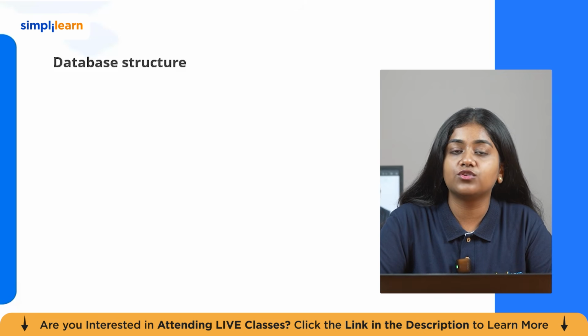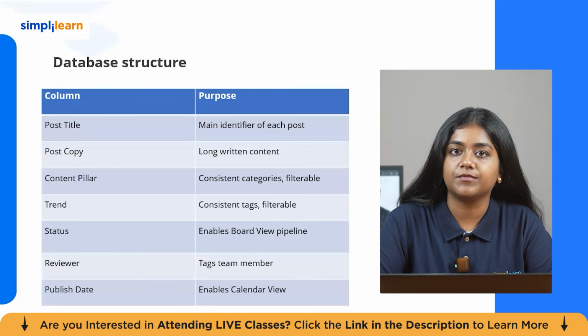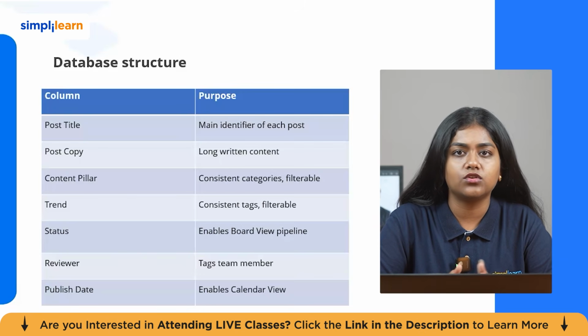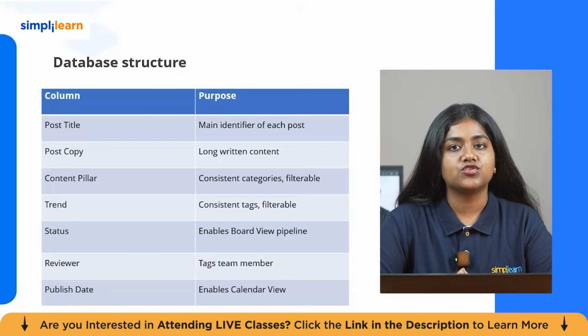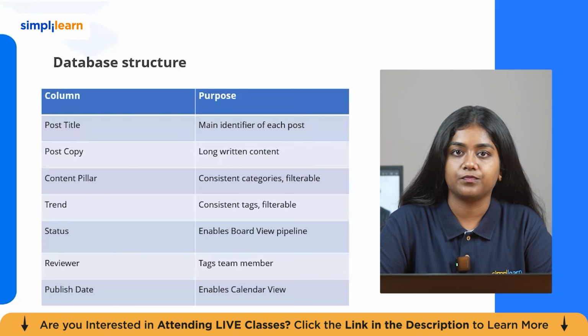So now let me walk you through the 7 columns we are going to build in this project. Post title is the title column. That is the name of each post. Post copy is a text column that holds the actual written content of the post. Content pillar is a select column with categories like AI tools, career growth, or automation. This ensures your content is balanced across topics. Trend is another select column showing what trending topics each post is tied to.